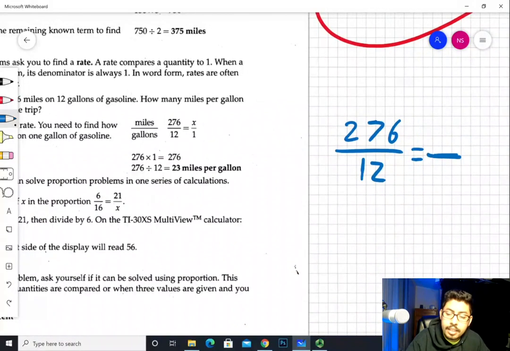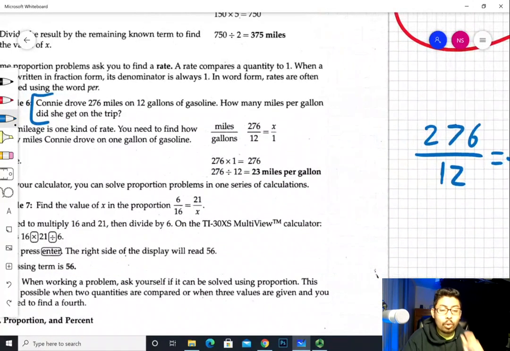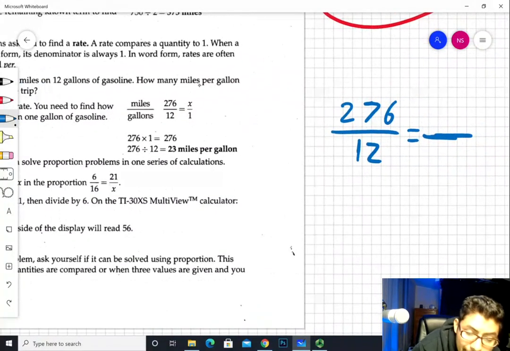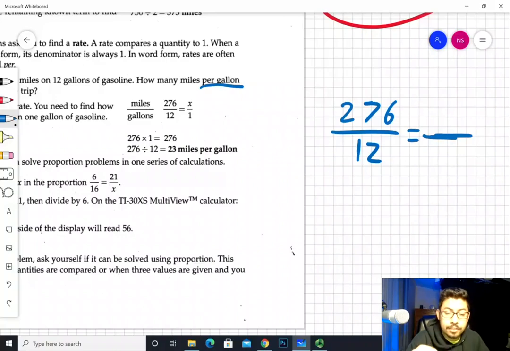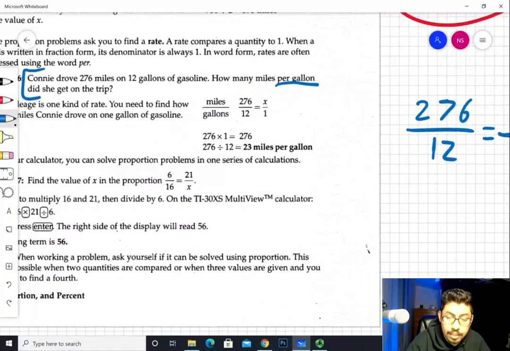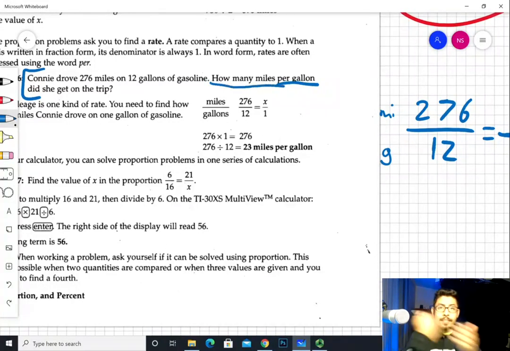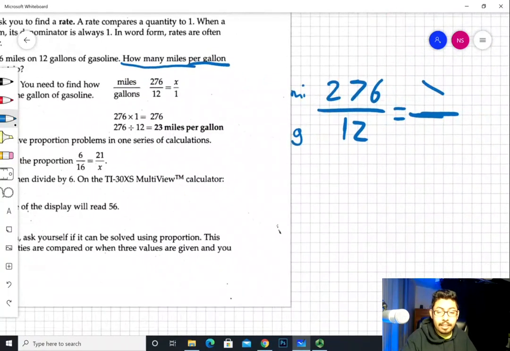What did they give us? They didn't even give us a literal number for my second ratio, but you guys should know what it is. It is 1. How many miles per gallon? Well, first things first. I forgot. I skipped this step. My bad. 276. What does it represent? Miles. And the 12. What does it represent? Gallons. All right. So when they ask us how many miles, I already have the question right there. They want me to find the miles, so I could immediately be like, my X is going to go up to the miles section. Because that's what they said.